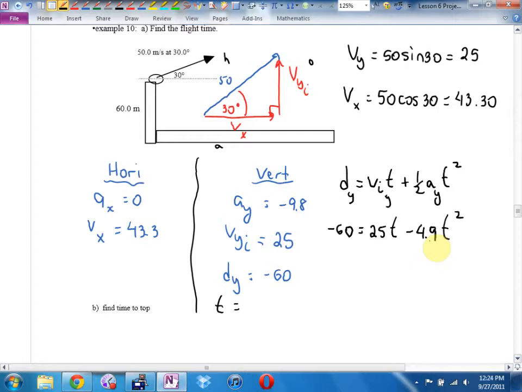What kind of an equation is this? It's quadratic. Alex, how do I know? It's a squared. How do I solve a quadratic? What's the first thing I have to do before I do anything else? Make it equal to zero. Now, I have a personal preference. I hate it when my squared term is negative. So even though adding this to this side would be the easiest, I'm actually going to add this over and subtract this over. I'm going to rewrite this as positive 4.9 t squared plus 25 t minus 60 equals zero.